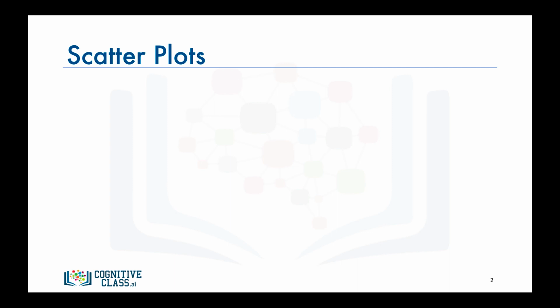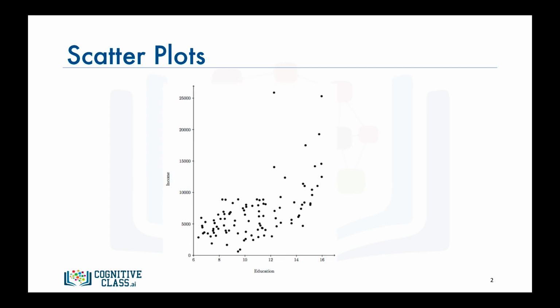For example, here is a scatter plot of income versus education. And by looking at the plotted data, one can conclude that an individual with more years of education is likely to earn a higher income than an individual with fewer years of education. So how can we create a scatter plot with matplotlib?